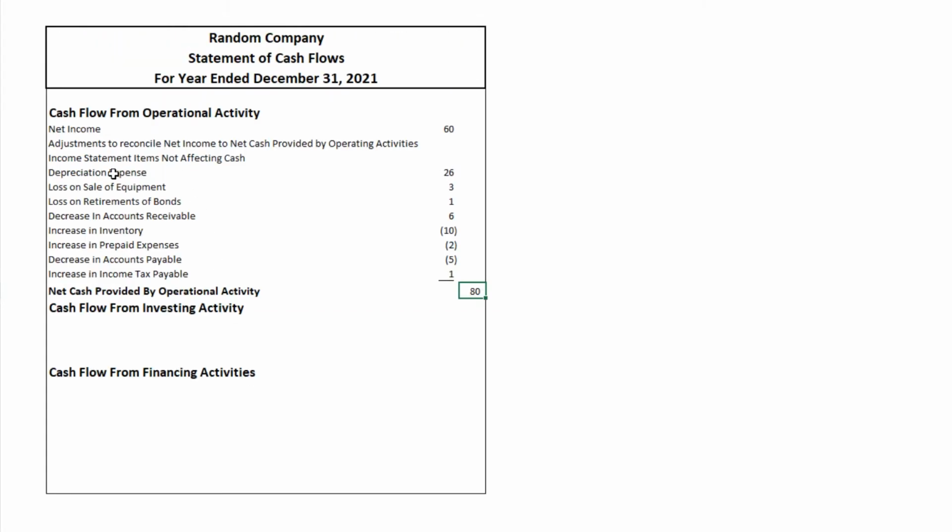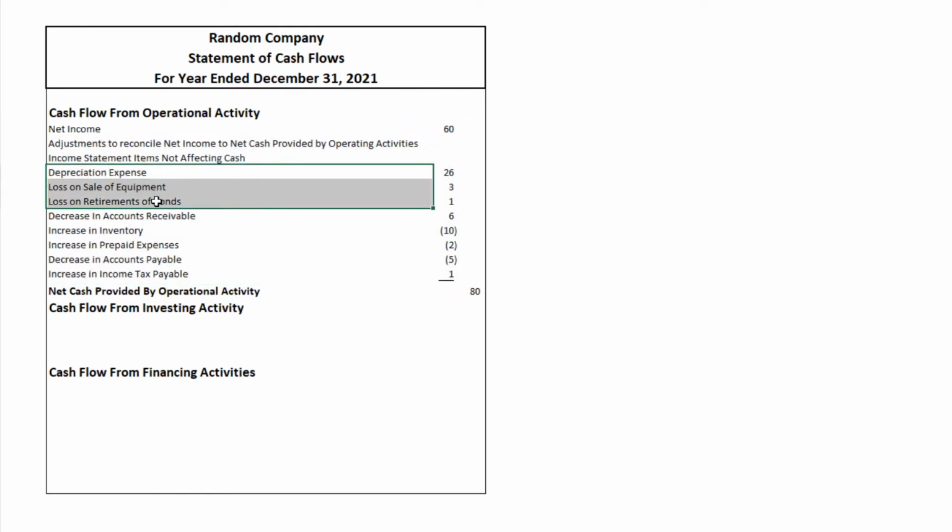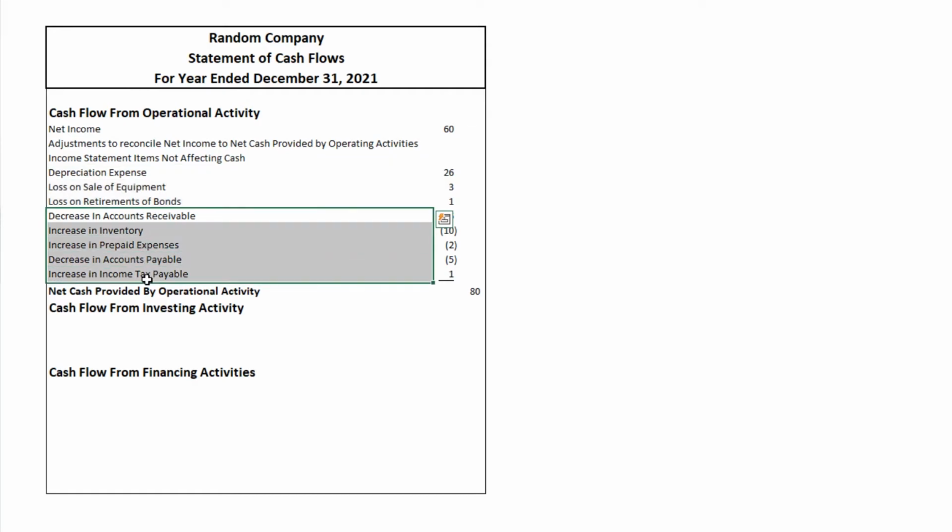But most of it was pretty easy. You just go through, and that didn't actually take that long. Net income, you do the income statement stuff, then you do the balance sheet stuff.